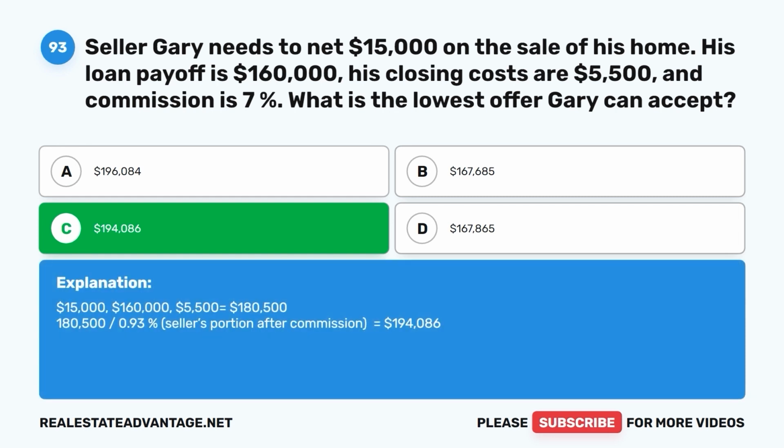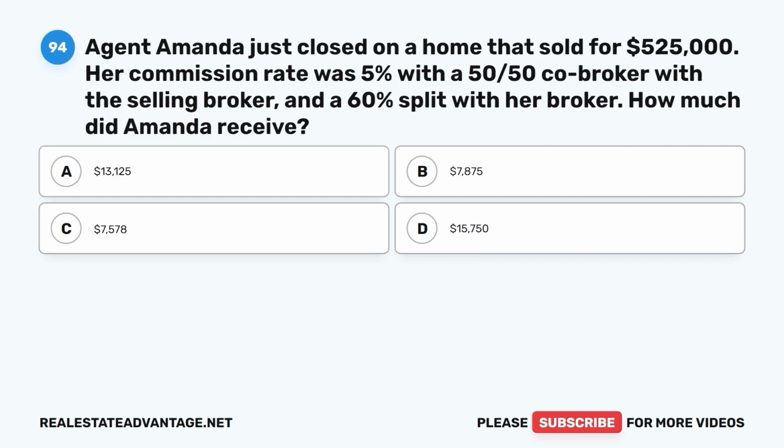$15,000 plus $160,000 plus $5,500 equals $180,500. $180,500 divided by 93%, the seller's portion after commission, equals $194,086.